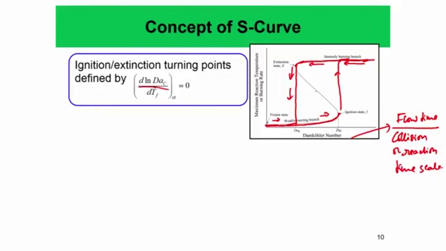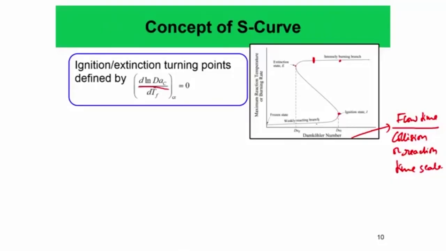So this is the hysteresis. This loop is the hysteresis loop of ignition and extinction. The point to be noted here is that the ignition damköhler number is much larger than your extinction damköhler number. So a given state of a gas might be burning, but that does not mean that you can start from a fresh mixture and ignite the gas at that state, because that state can have a damköhler number lower than the ignition value.